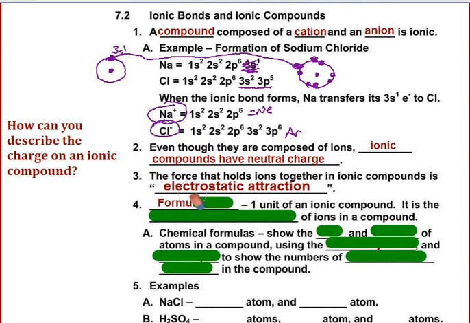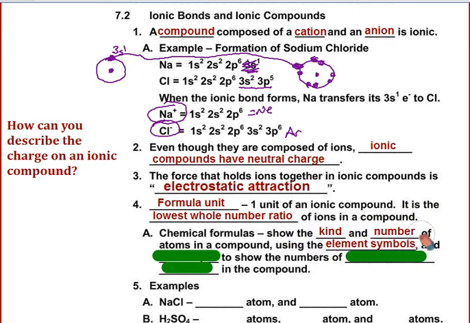Okay? We call one of these things a formula unit. It is 1 unit of an ionic compound, and it is the lowest whole number ratio of ions in a compound. Now, our chemical formulas are going to show the kind and the number of atoms in a compound using the element symbols and the subscripts to show the numbers of atoms of each element in the compound. So sodium chloride here, the formula for it would be NaCl, which is going to have 1 sodium atom and 1 chlorine atom.